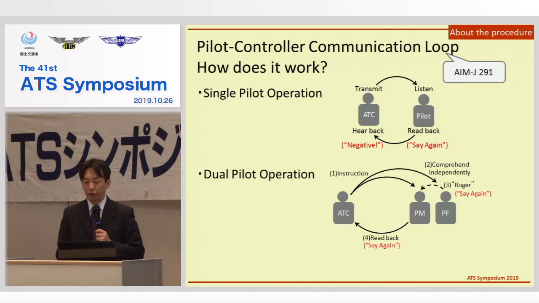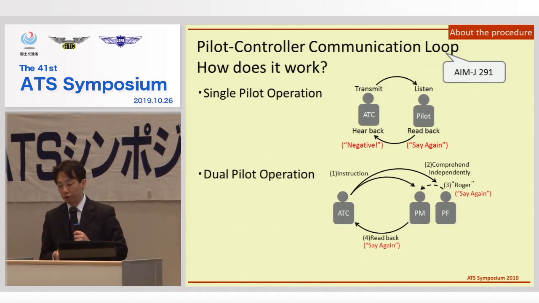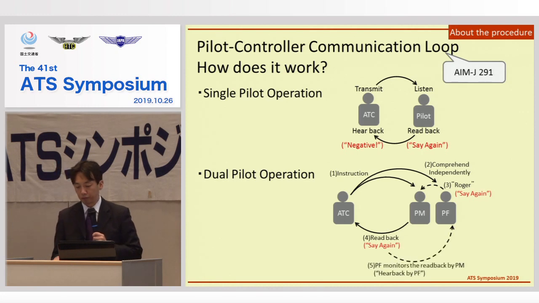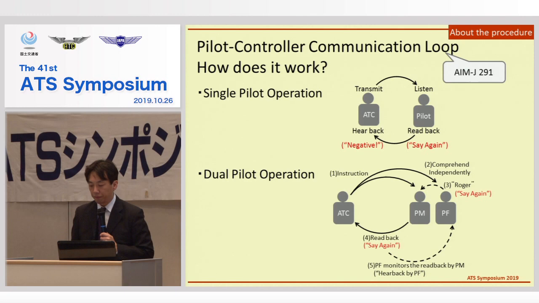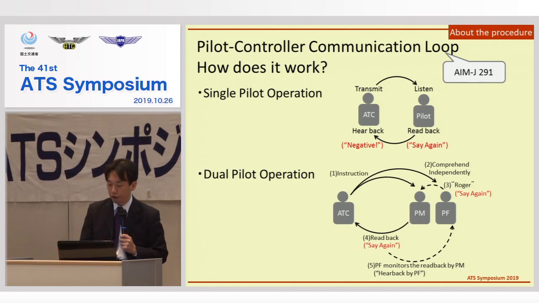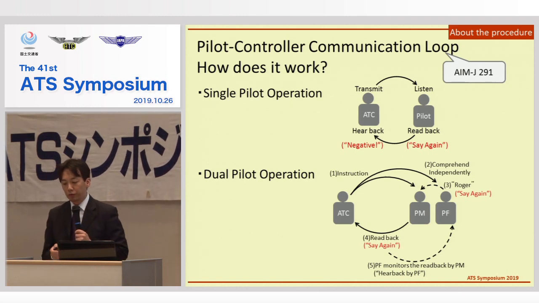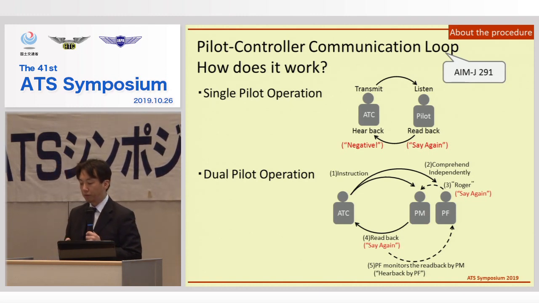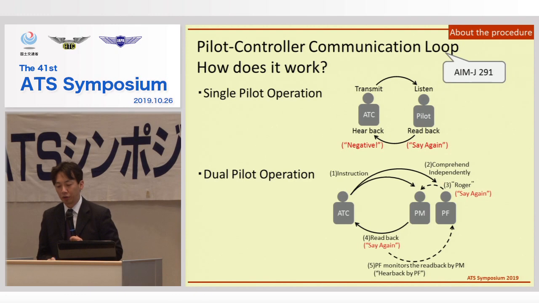When the pilot monitoring reads back the instruction, the pilot flying has to monitor the readback by the pilot monitoring. This is what we call hearback by PF. And this is when the pilot flying interrupts the pilot monitoring's duty. If his or her comprehension differs from the readback, the pilot flying should not say, "It's wrong," but he or she has to order the pilot monitoring to confirm the instruction again with the controller.